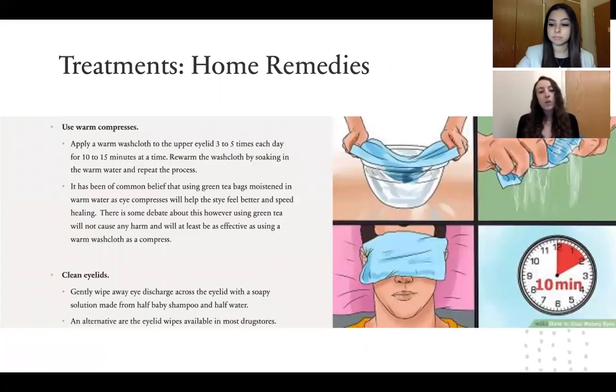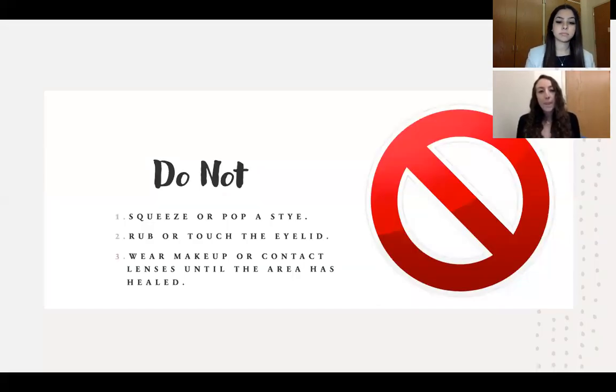Some treatments, home remedies: you can apply a warm compress to the eyelid 3 to 5 times a day for 10 to 15 minutes, and clean eyelids daily. You can gently wipe eye discharge across the eyelid with a soapy solution made from half baby shampoo and half water. When you do have a stye, do not squeeze or pop it, do not rub or touch the eyelid, and do not wear any makeup or contact lenses until the area has healed.